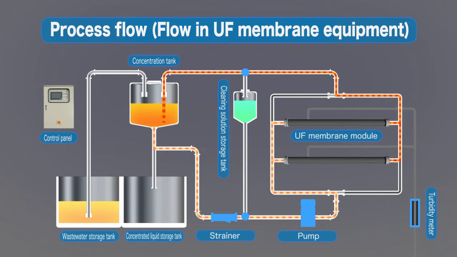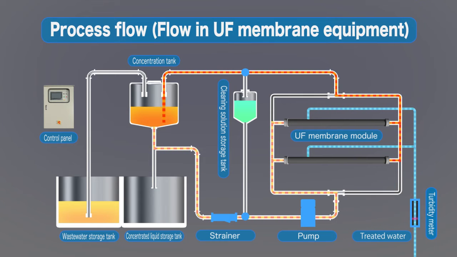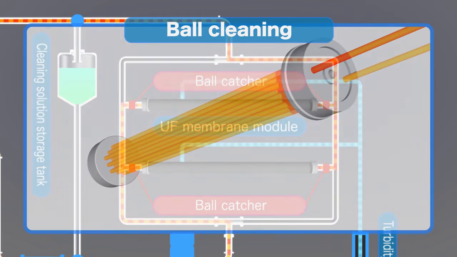The treated water that has been separated by the tubular membrane is monitored constantly with a turbidity meter to check that it is clear as it is discharged out of the system. The concentrated wastewater is returned to the concentration tank, and then further concentration is repeated. In this process, the cleaning of the inside of the tubular membrane by sponge balls is performed automatically.